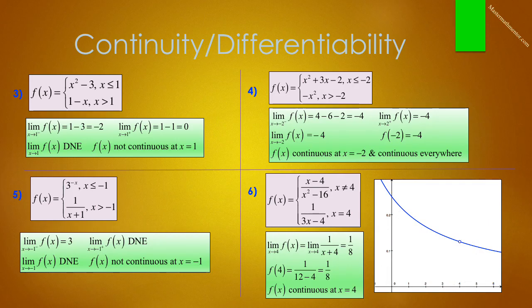This is what is happening graphically. If we graph the top piece, (x minus 4) over (x squared minus 16), if x is not equal to 4, we get a curve with a removable discontinuity at x equal to 4. The graph has a hole in it. But the bottom half of the piecewise function is a simple point. It is the point (4, 1/8). So watch as the hole gets filled, making the function continuous.